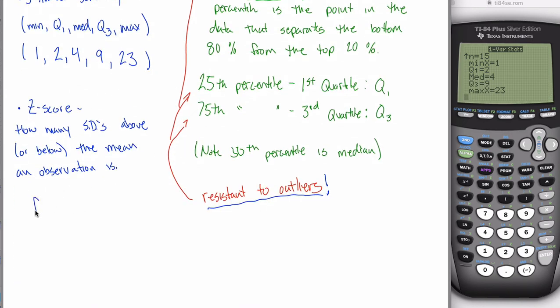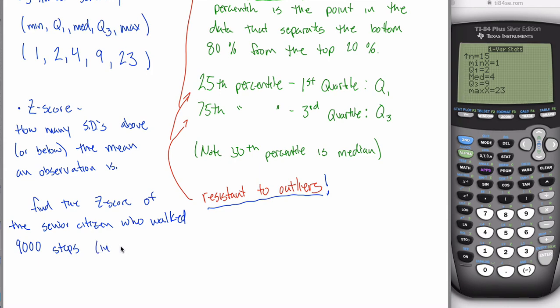So let's suppose we were asked to find the z-score of the observation, or maybe the senior citizen, who walked 9,000 steps. Maybe I'll say in the first data set.